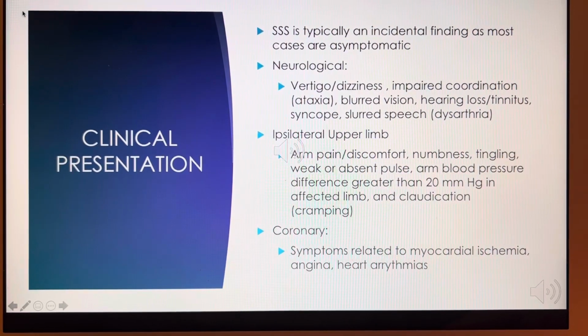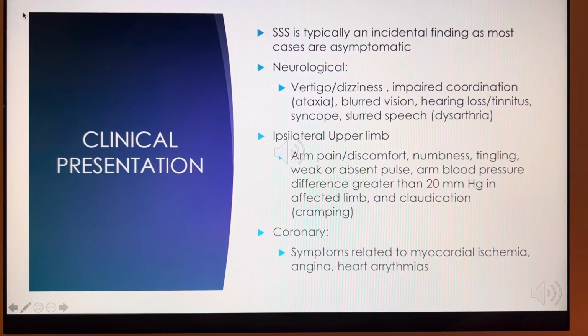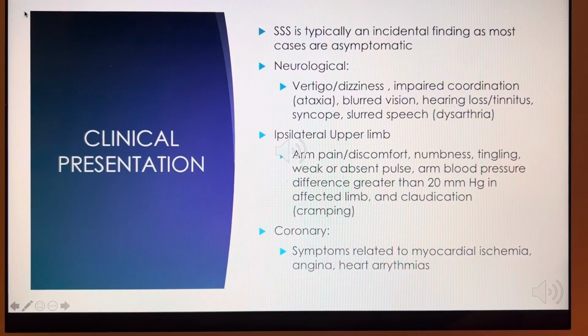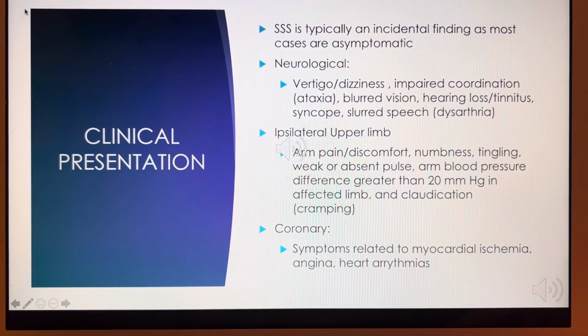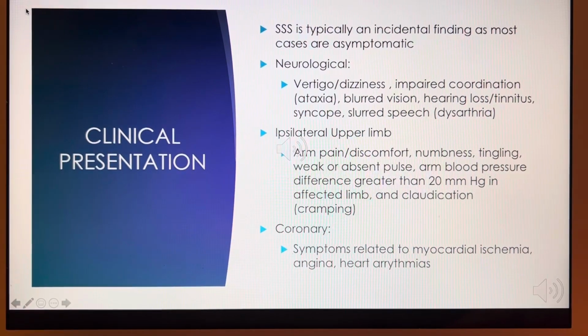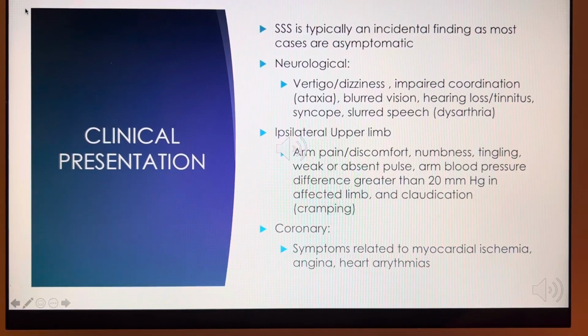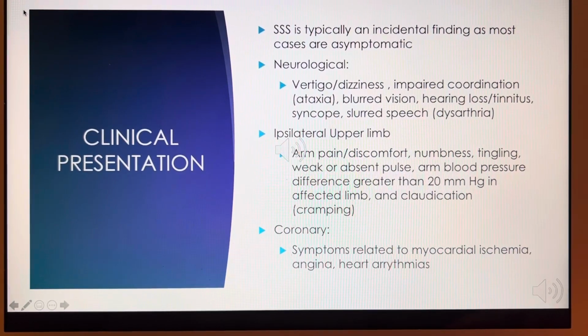Most cases of subclavian steal syndrome are asymptomatic, so it's typically an accidental finding. However, symptoms that can occur include vertigo, impaired coordination, blurred vision, hearing loss, syncope, or slurred speech, and those symptoms can occur because the brain isn't receiving enough blood because it's being directed to the arm instead.